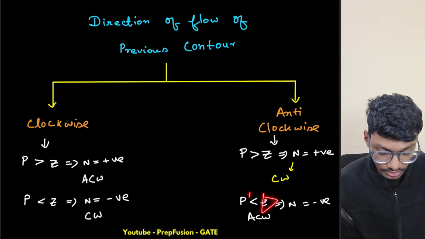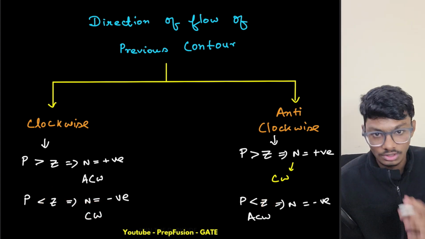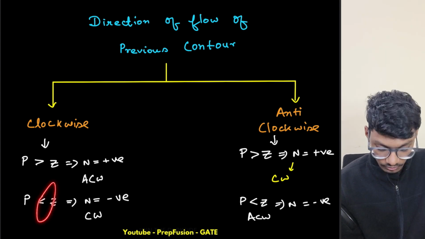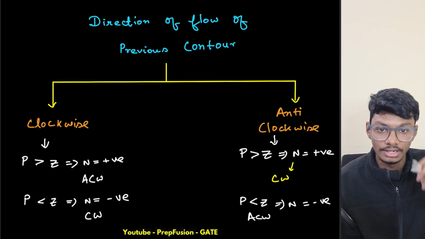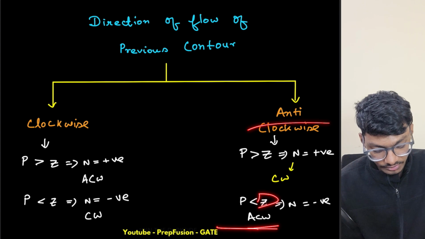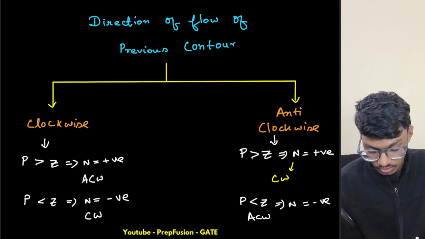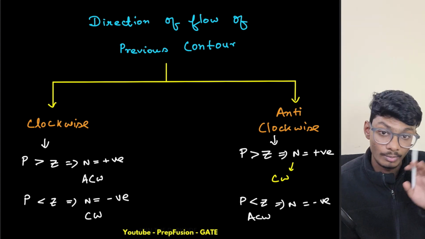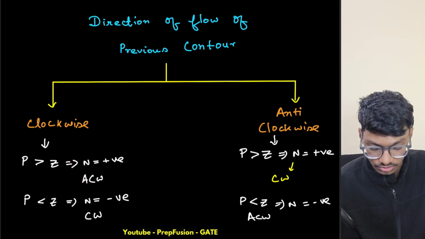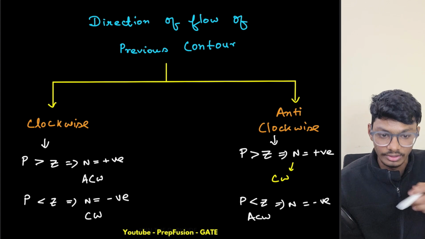When the number of zeros is more, zeros don't change the direction. That's why when the number of zeros is more, the direction remains the same. The direction remains anti-clockwise here, and it remains clockwise here. When the number of poles increases, the direction of my mapped contour also changes. So we just have to keep that in mind, right?